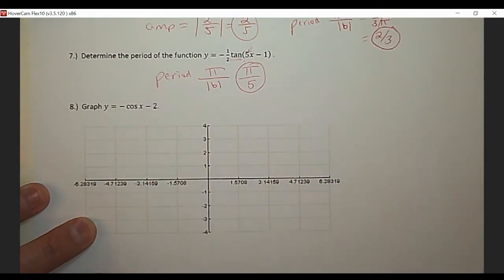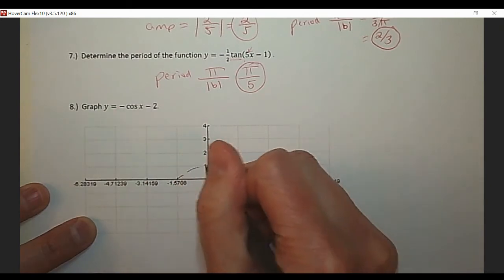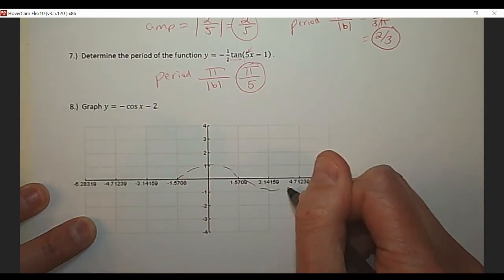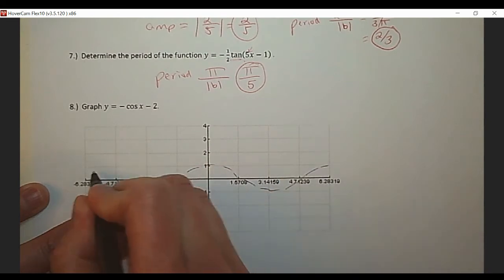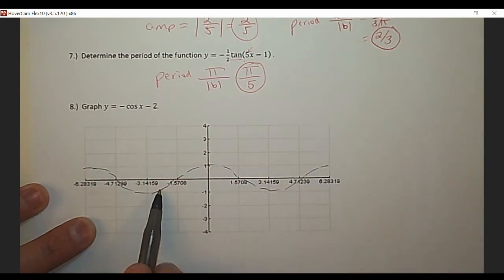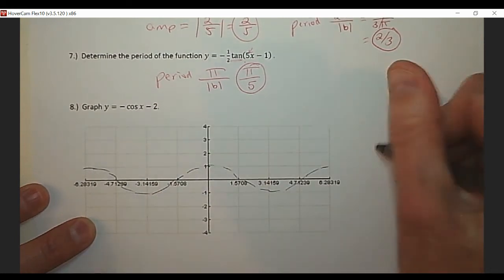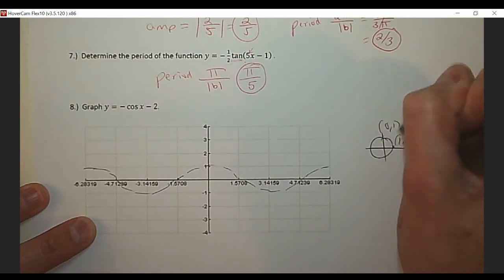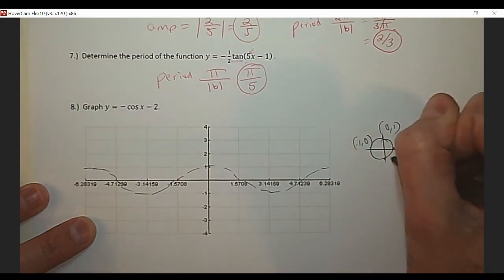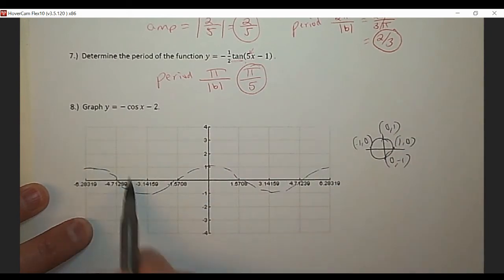So cosine looks like this. It's our nice even function that has a y-intercept up there at 1. If you don't remember how to graph this, contact me. We can do a little extra help. I'll remind you how to use the quadrant angles on the unit circle to get that graph going. That's how we started when we started graphing sine and cosine. But I think a lot of you remember that cosine just looks like this. So I'm going to start there.